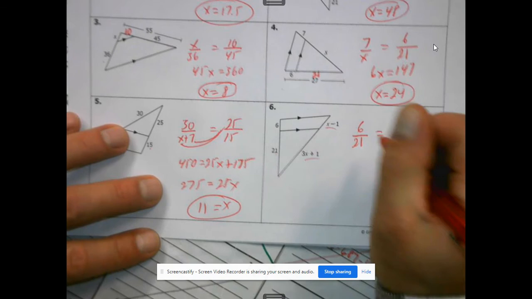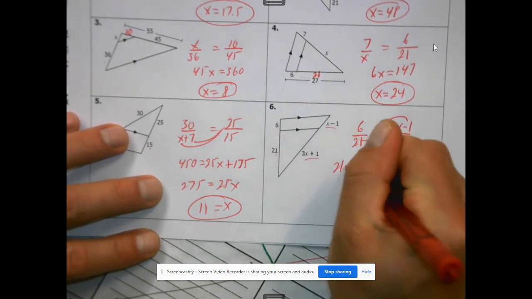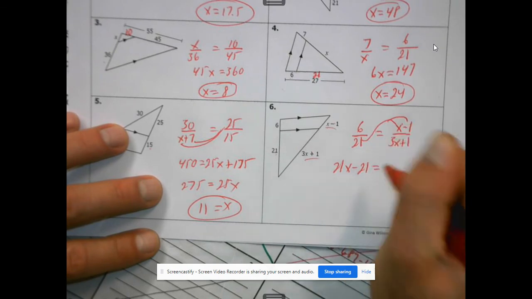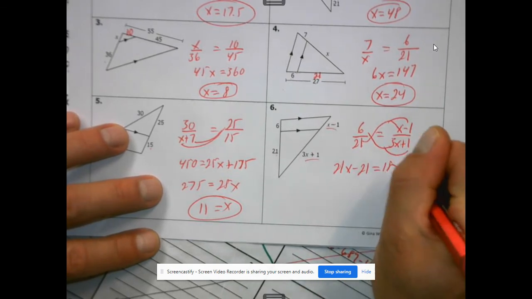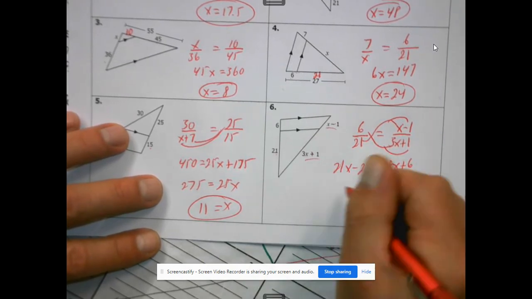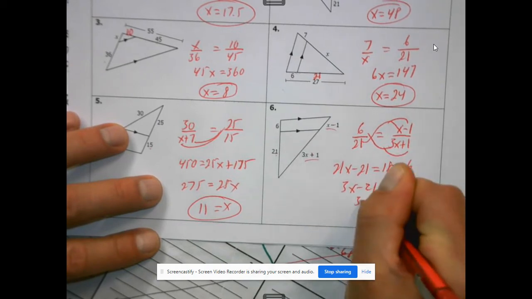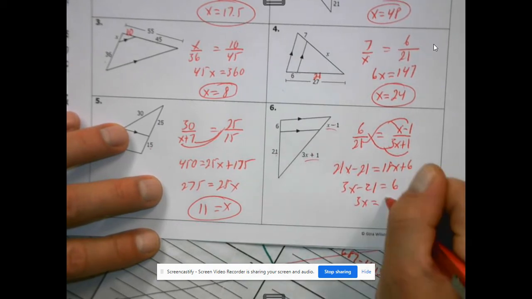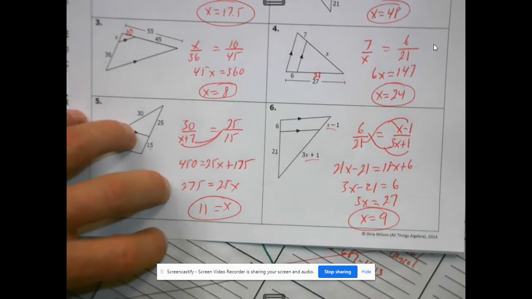All right, let's do 21 first. It's got to hit both pieces. So 21x minus 21. The 6 has to hit both pieces over there. So they give us 18x plus 6. Subtract the 18x over. 3x minus 21 is 6. Add the 21. That gives me 27. And 3 goes in there 9 times.